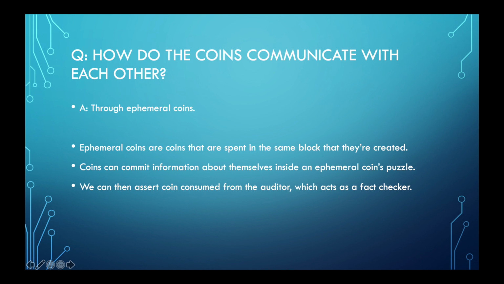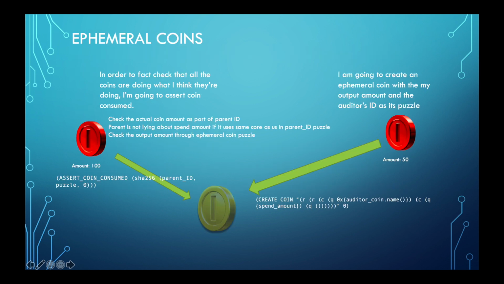Let's take a look. In practice, it looks kind of like this. We know that the other coloured coin is telling the truth because it's following the same rules as us. We can assert this by using the same puzzle checker that we were using earlier. Once we know that, the ephemeral coin it creates will contain a commitment to the output amount. So we just need to assert that the output amount is what we think it is.